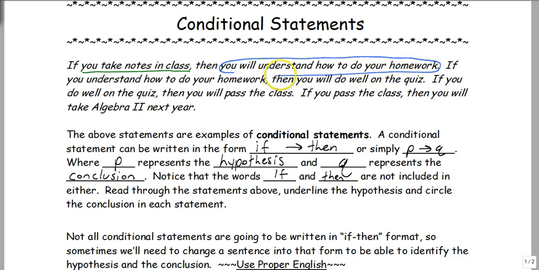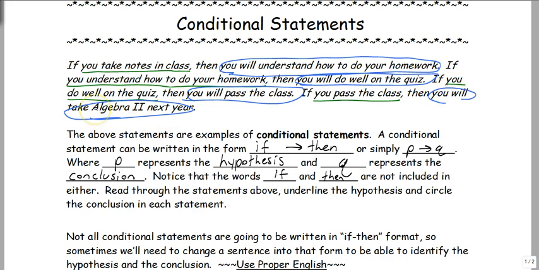Okay, why don't you guys try the other two real fast? Just take a second to underline the next one and circle. Then you can follow along with what I'm doing. It shouldn't be that difficult. You should be able to just circle the conclusion. Again, do not include the if or then. That's the key. And finally, you pass the class would be the hypothesis, and you will take Algebra 2 next year is the conclusion.